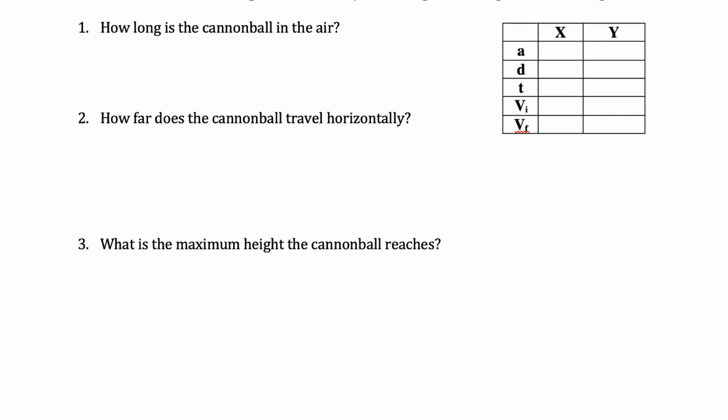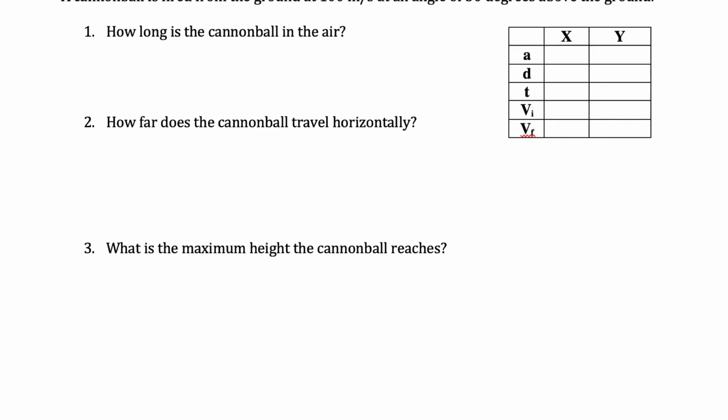Hey y'all, in this video we are going to go over the example from the part 2 notes, where a projectile is launched at an angle. In this one we have a cannonball being fired from the ground at 100 meters per second at an angle of 30 degrees above the ground.